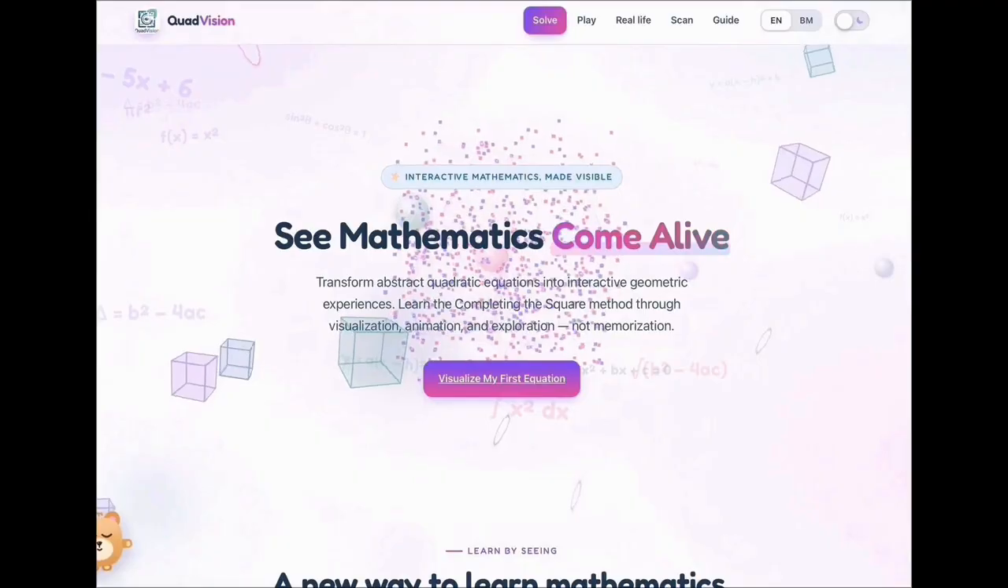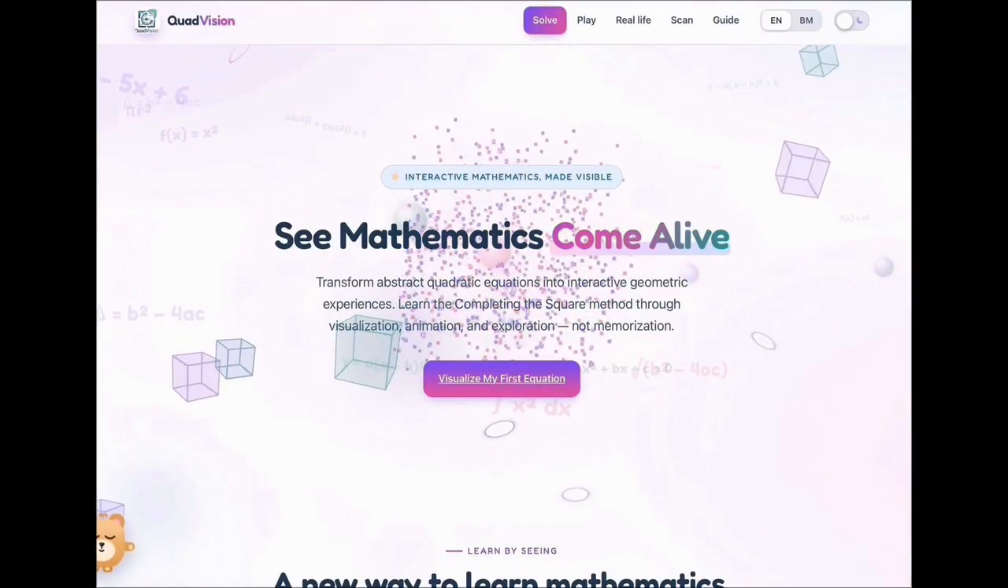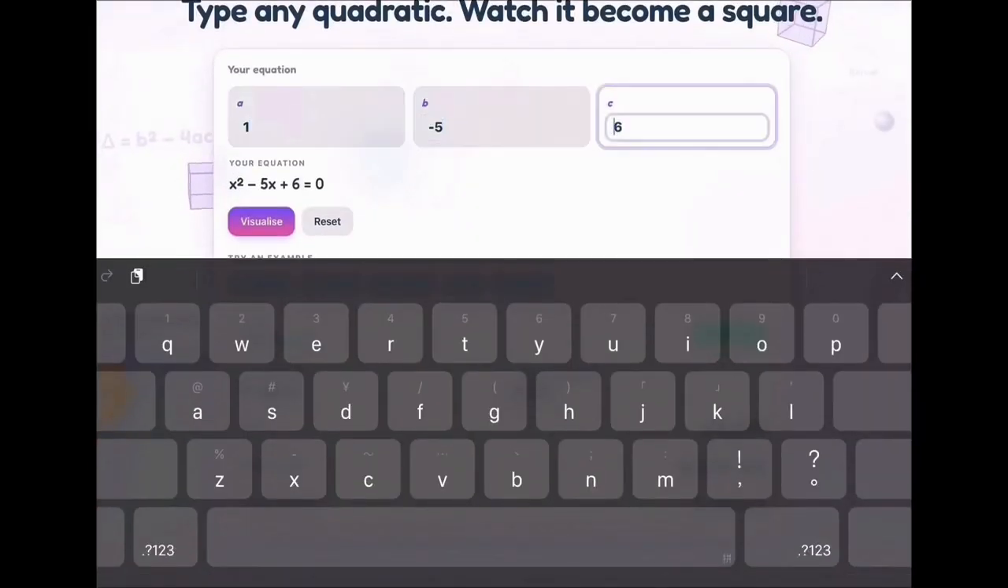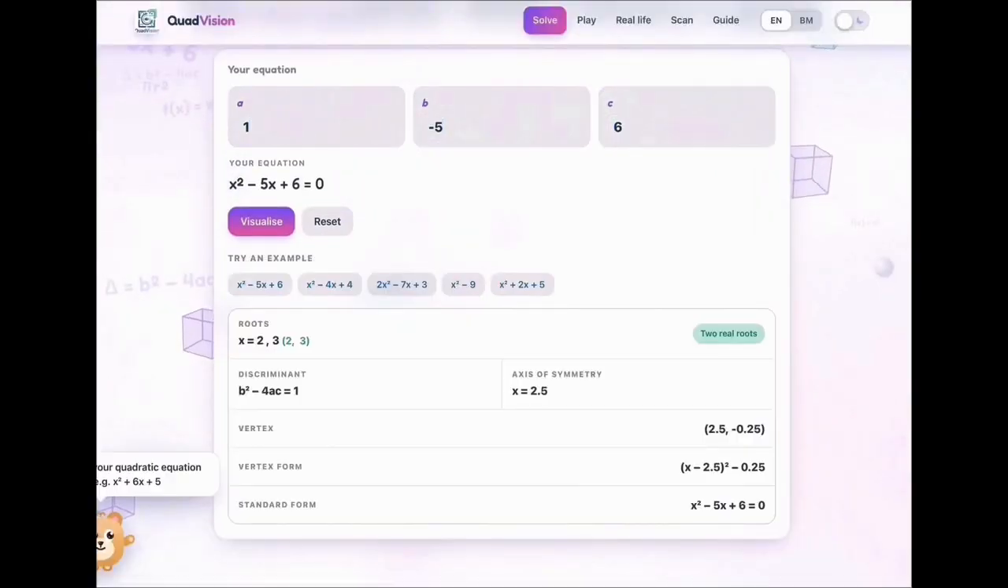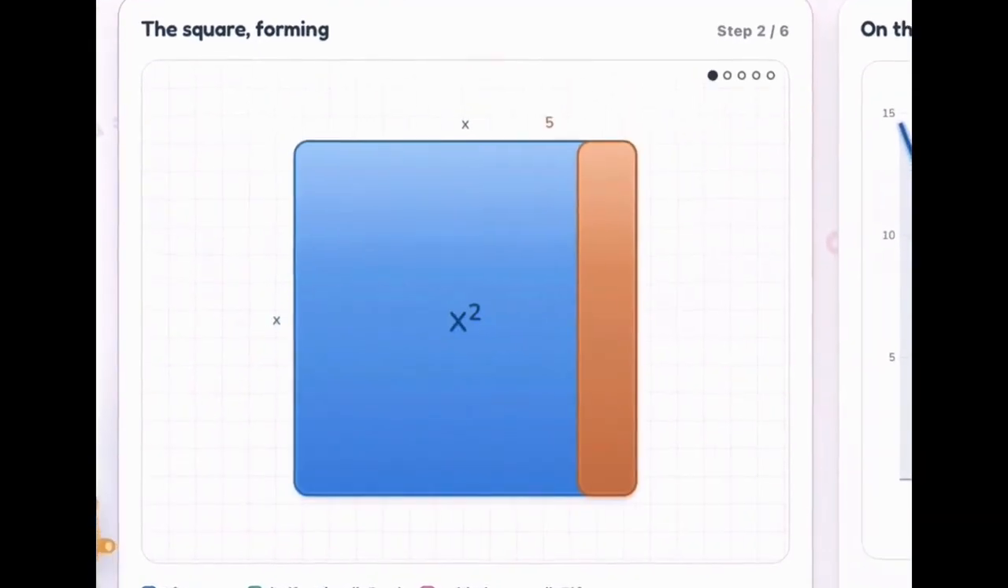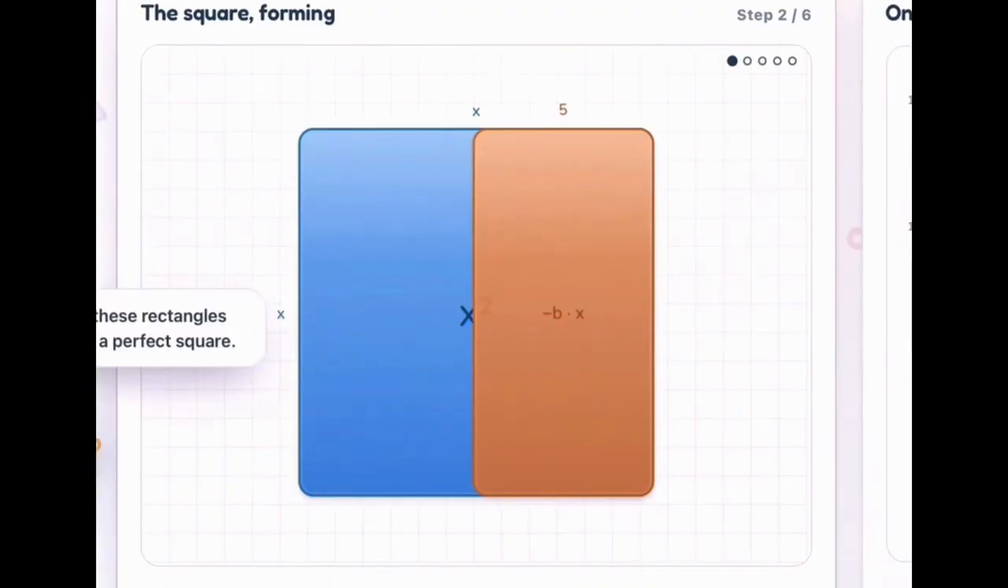So this is our website. We need to click on "visualize my first question". Your screen will show something like this. Then, what you need to do is just put the values of A, B, C in the quadratic equation to solve in here. Click visualize. The website will automatically generate a square area model to visually demonstrate the process of completing the square.